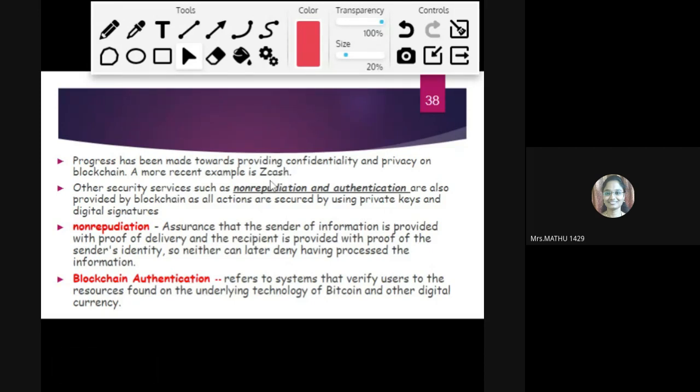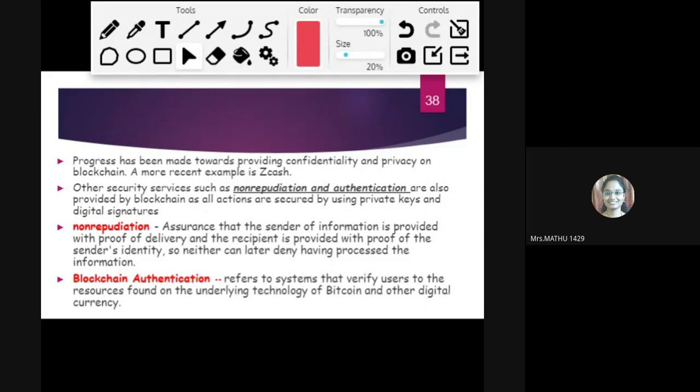Okay, so the more recent example is Zcash. You can just go and Google and find out what this Zcash is, and how confidentiality and privacy is provided there. Some other security properties are also available in this blockchain. One is non-repudiation.